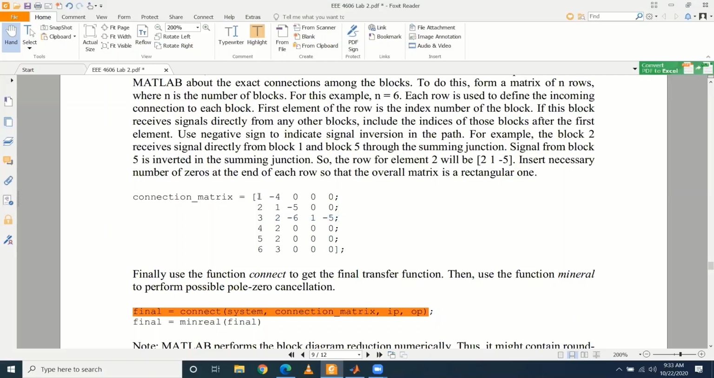Do you mean if we increase the number of blocks? Sir, here the connection matrix order is 5 by 6, so would the order be increased if we had more? Oh, achha, yes.